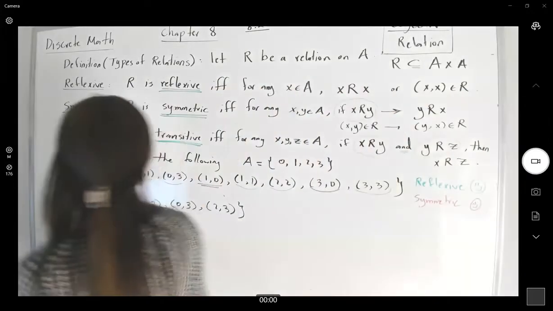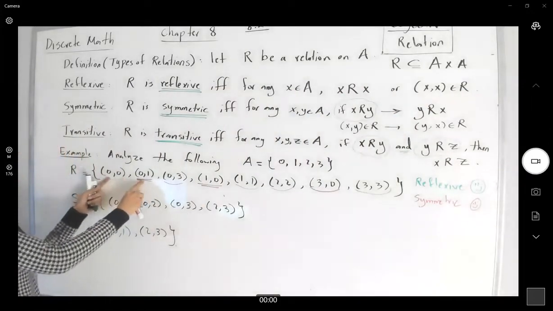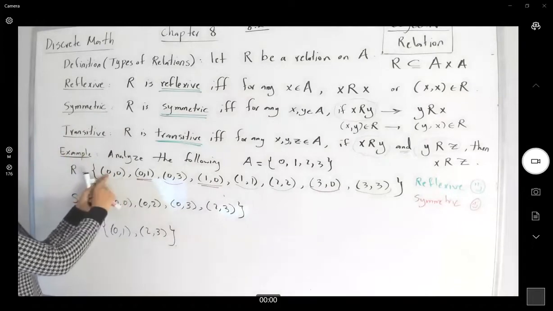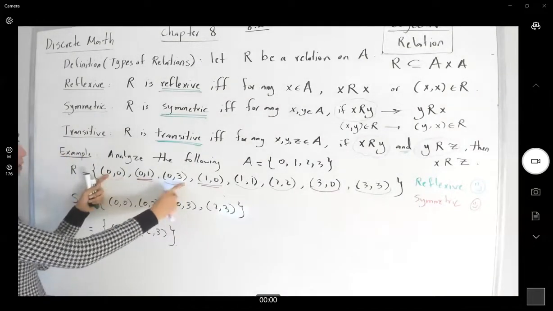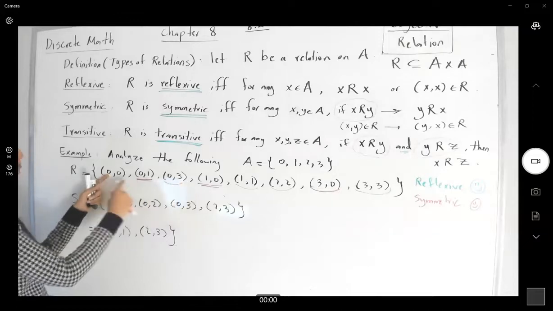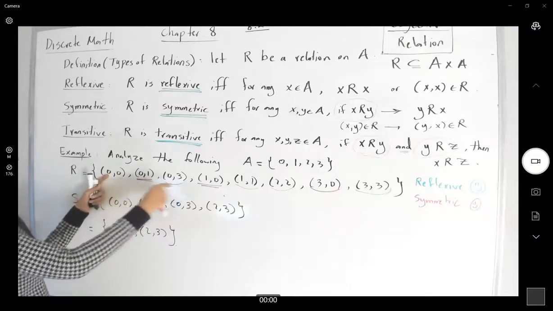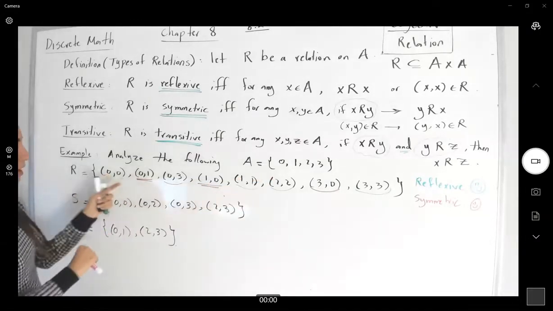I have (0,0), (0,1), (0,3). What else do I have here? I don't have any 0 to be worried about.